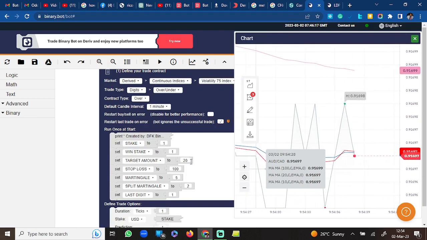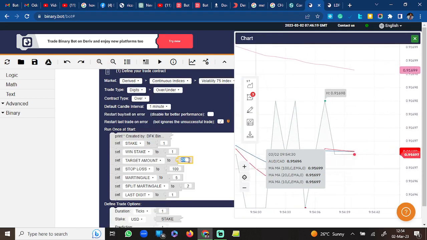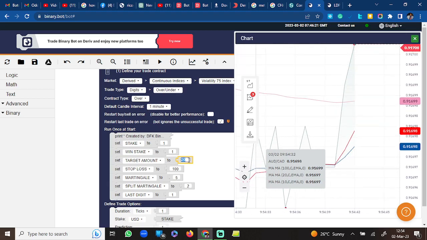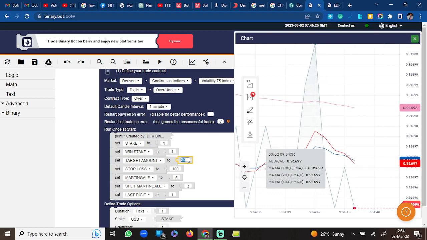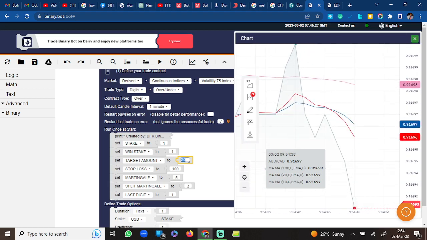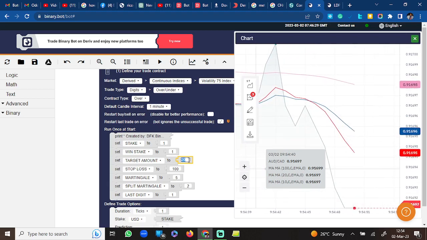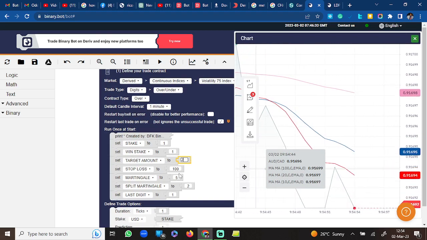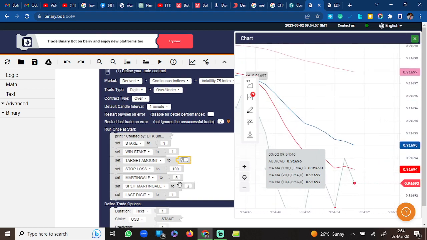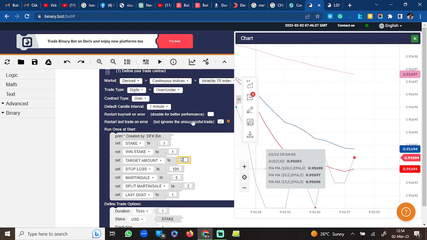Here it's set to 20. This is a figure you can always edit. So I'd rather make $2 times 5 other than wanting to make $20 in one session. So you can have your take profit as maybe $2. Then you can set the stop loss, and the others you can leave.